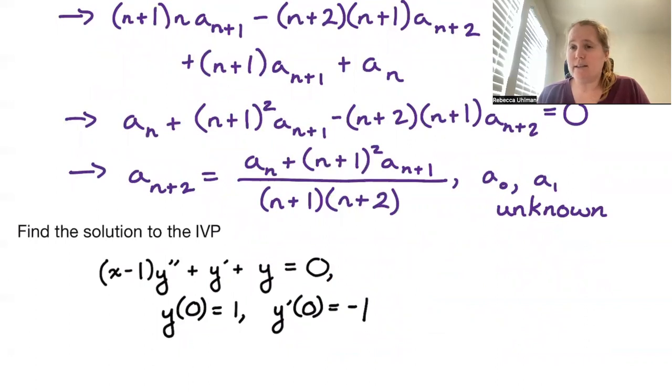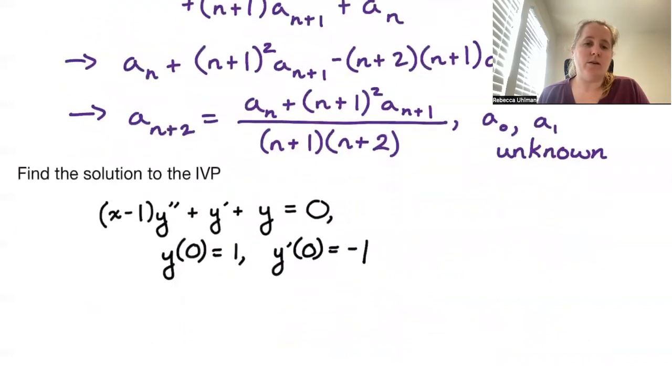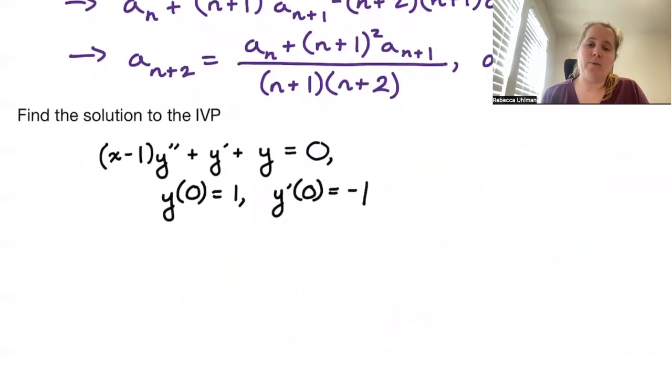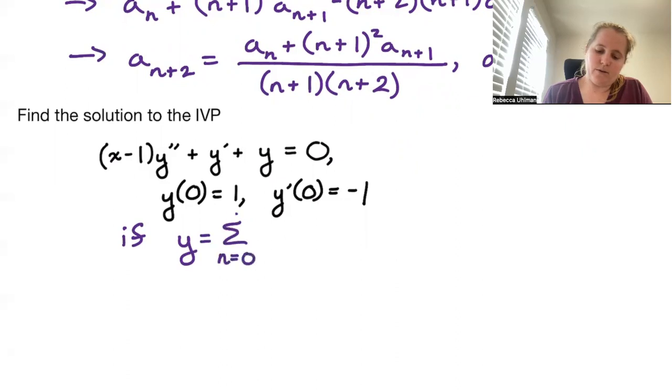Next up, let's go ahead and find the solution to the IVP. The equation is the exact same equation we were just working with, x minus 1 all times y double prime plus y prime plus y equals 0, with initial conditions y of 0 equals 1 and y prime of 0 is equal to negative 1. So we know that if y is the sum from n equals 0 to infinity of a sub n x to the n, then we have that a0 is equal to 1 and a1 is equal to negative 1.